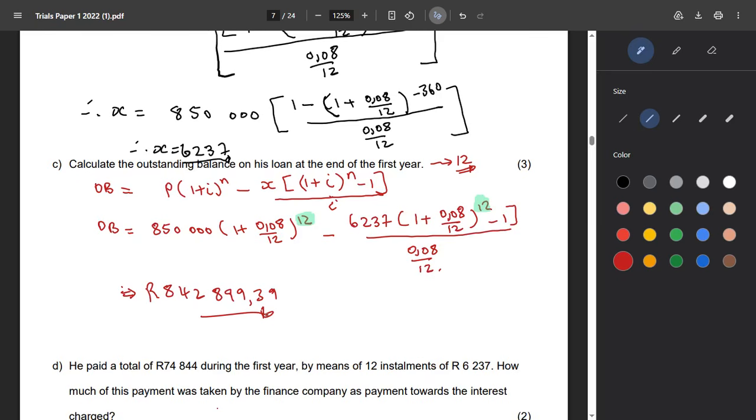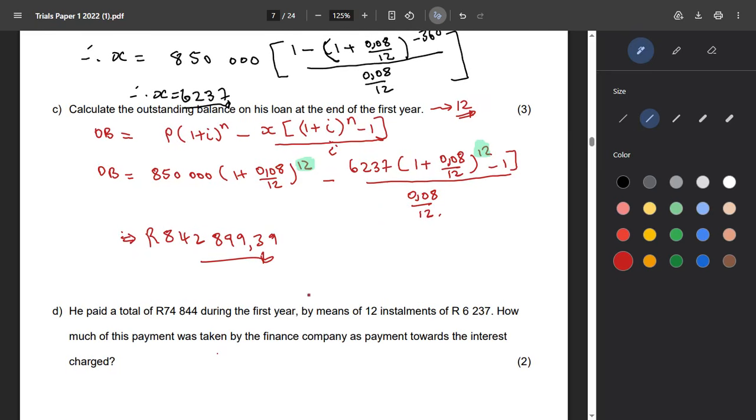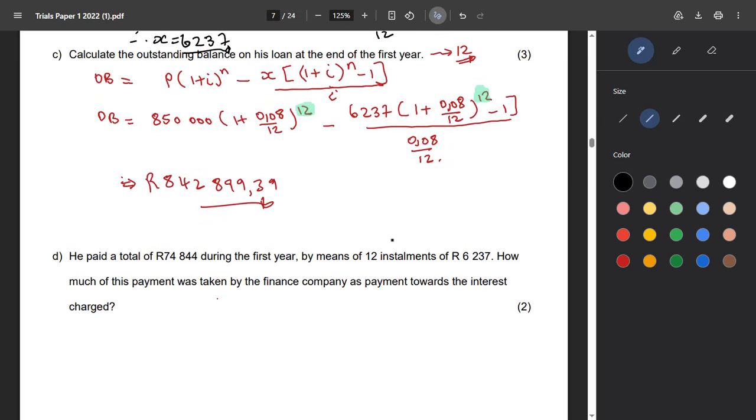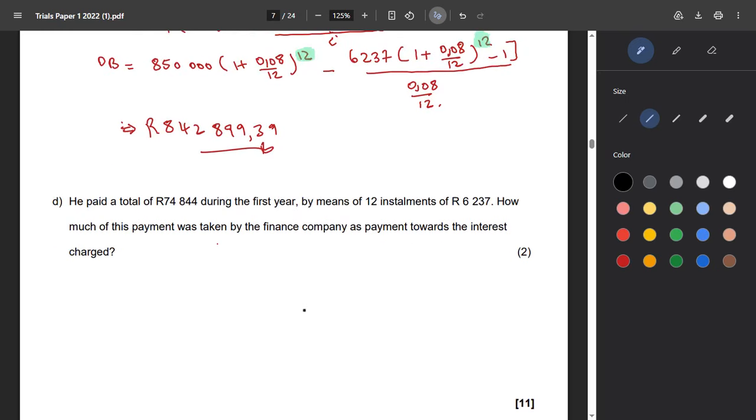Okay, so the next question they're asking: he paid a total of 74,000 during the first year by means of 12 installments of 6. How much of this payment was taken by the finance company as payments towards the interest charge? So when they want you to find the interest charge, look at this. They say he paid a total of 74,000 rand during the first year by means of the 12 installments.